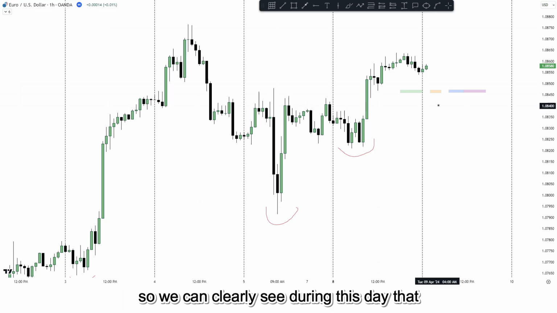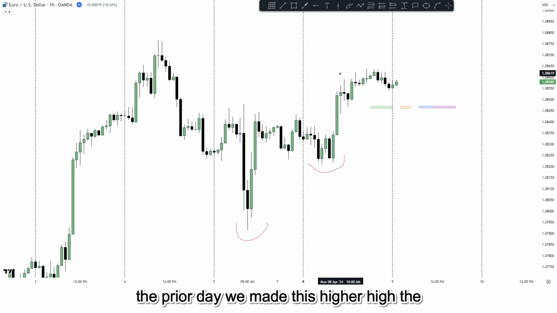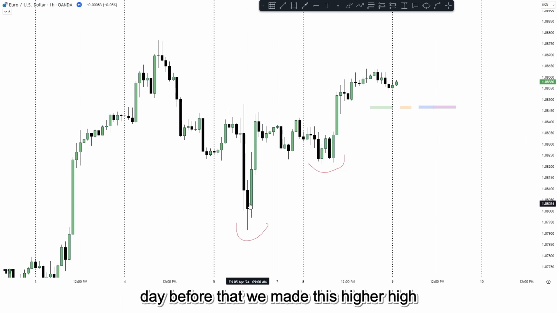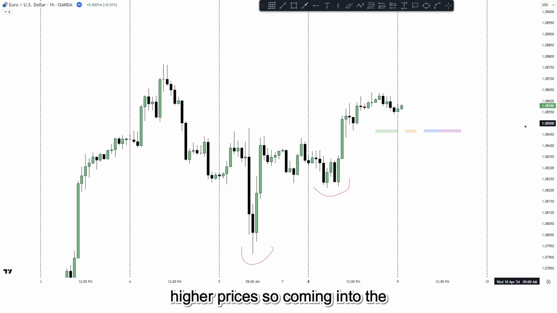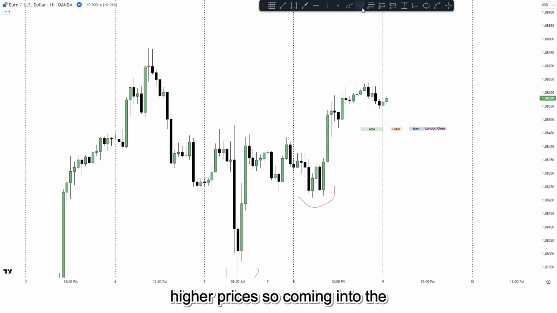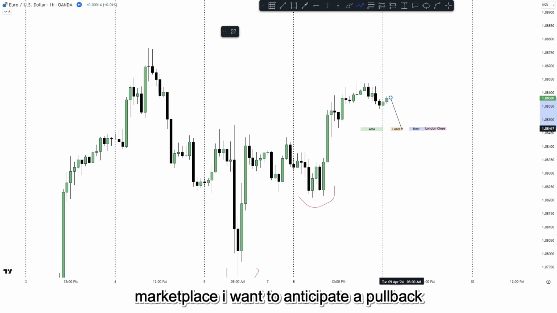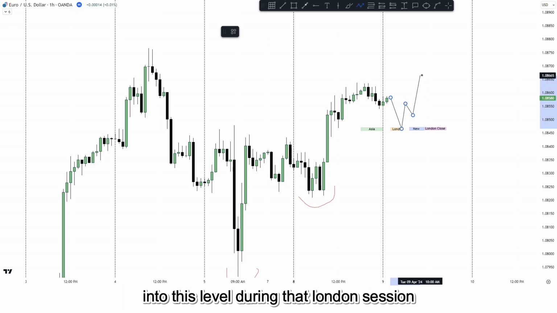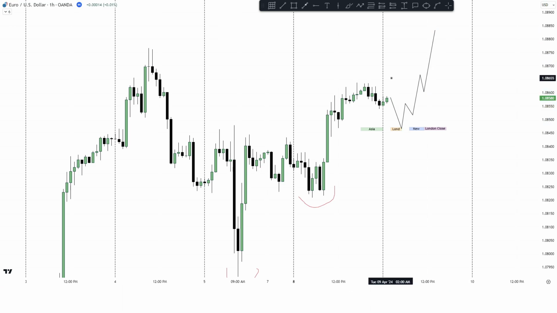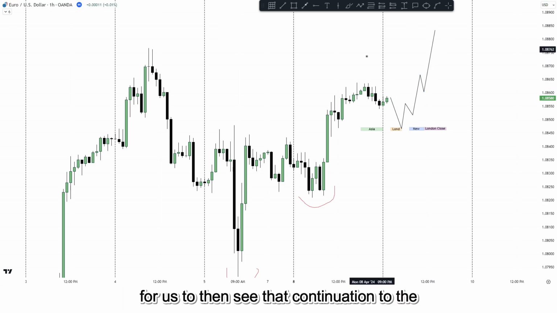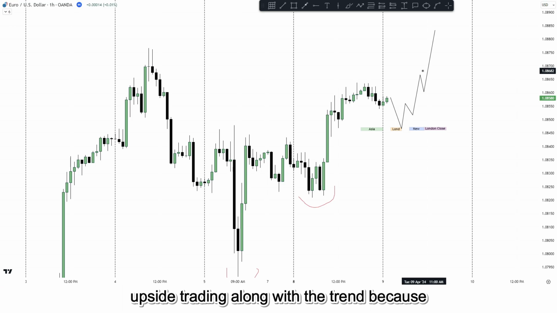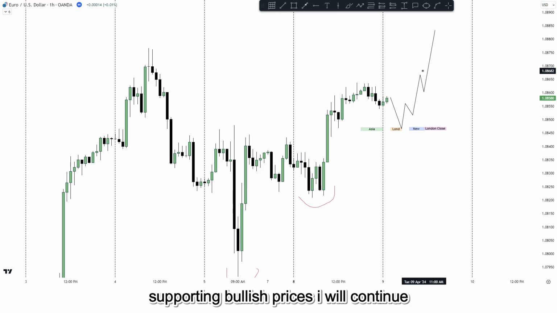So we can clearly see during this day that the prior day we made this higher high. The day before that we made this higher high, seeking higher prices. So coming into the marketplace, I want to anticipate a pullback into this level during that London session to then create that low for us to then see that continuation to the upside, trading along with the trend, because as long as the higher time frame trend is supporting bullish prices, I will continue to be a bull.